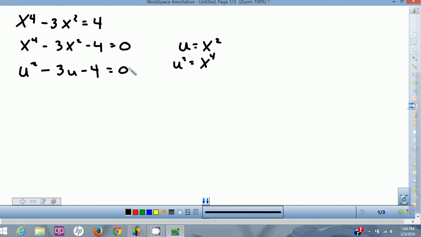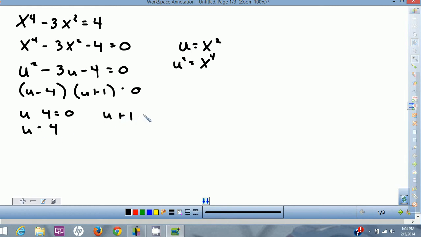So can I factor that? It now becomes pretty simple to factor. I have u minus 4 and u plus 1 equals 0. So set the factors equal to 0. U minus 4 equals 0, u is equal to 4. And u plus 1 is equal to 0, u is equal to negative 1.